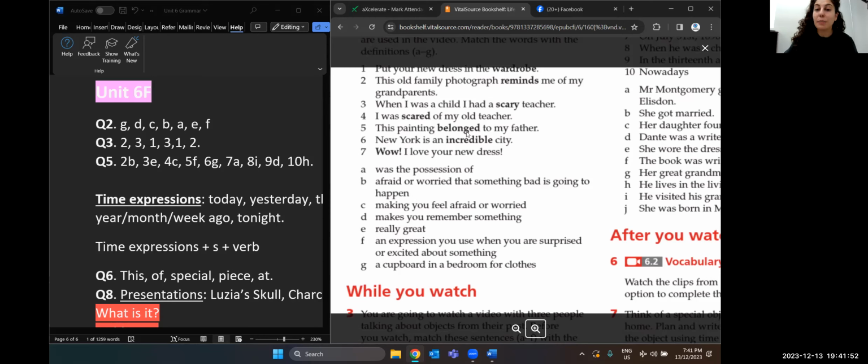This painting belonged. So again, we're looking at past simple verbs. It belonged to my father. What does that mean, belonged? It was the possession of. So this means it was his. It's his possession. It belonged to my grandfather. This painting is his. It belonged to him.